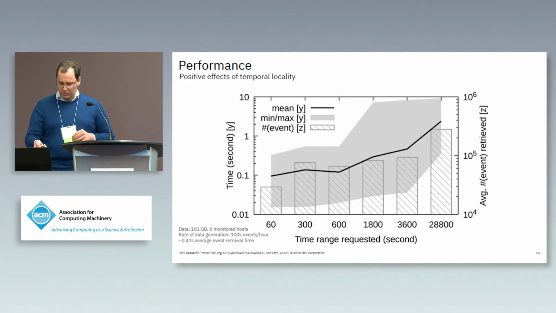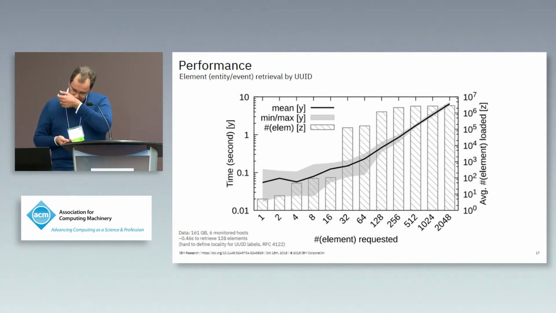And just to show the performance benefits of temporal locality that we keep in the database, look here at different time slices. We wrote patterns to fetch all events within 60, 300, 600 seconds, and so on. And on average, the retrieval rate of all the millions of events that we had was about 0.5 seconds. So that's actually really, really good. We were the leading team in the competition.